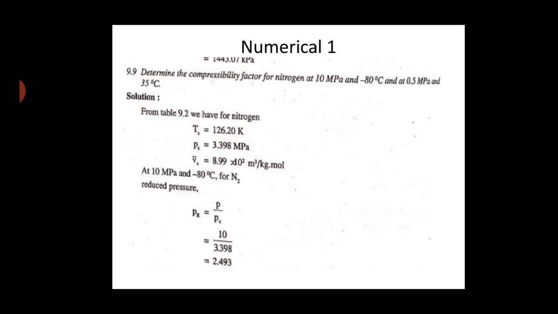So now you have to go to the table for critical properties, because to find out the compressibility factor, you have to find out the reduced pressure and reduced temperature. To find out reduced pressure and reduced temperature, we should know the critical properties, and thus we will go to the table for nitrogen.